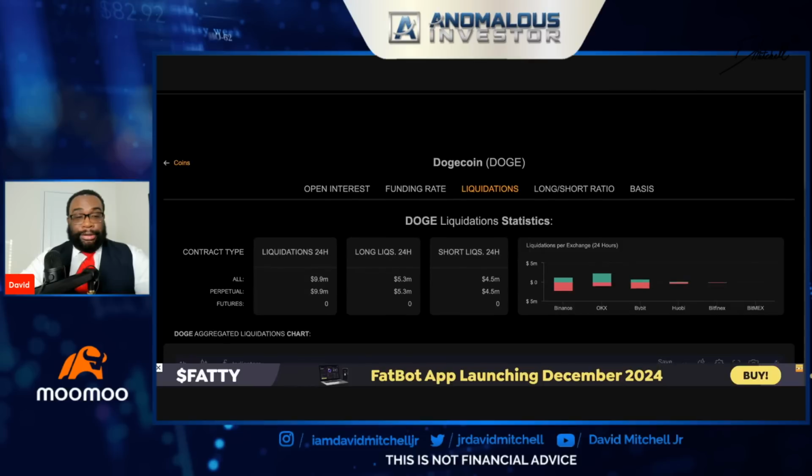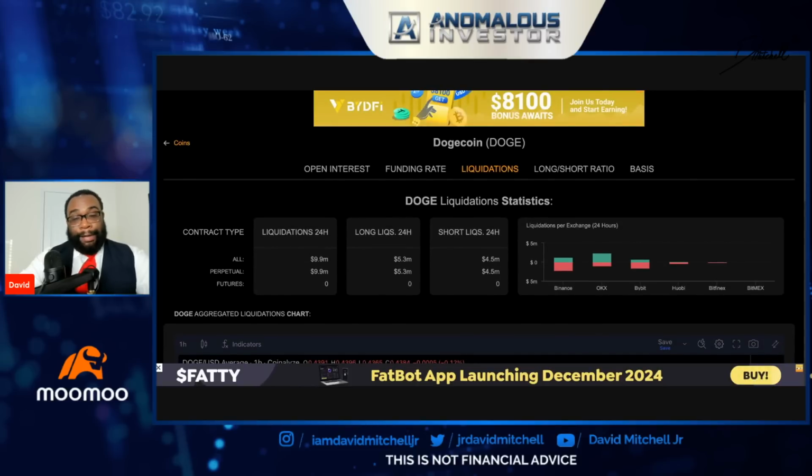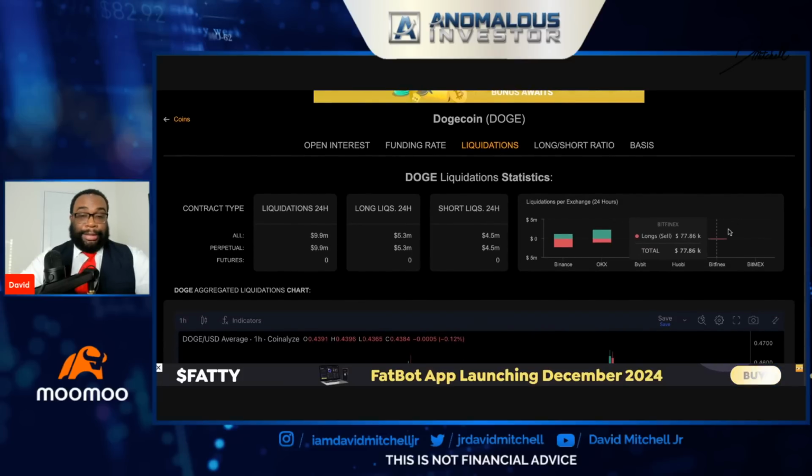Liquidations, right? So you're going to have this swapping going on, but you'll see that for the most part, they're relatively close to being even. Shorts, you have 4.5 million in the 24 hours. Long liquidations, 5.3, for a total of 9.9 million liquidations in the last 24 hours. And again, this isn't all of the exchanges, just a lot of the big ones.